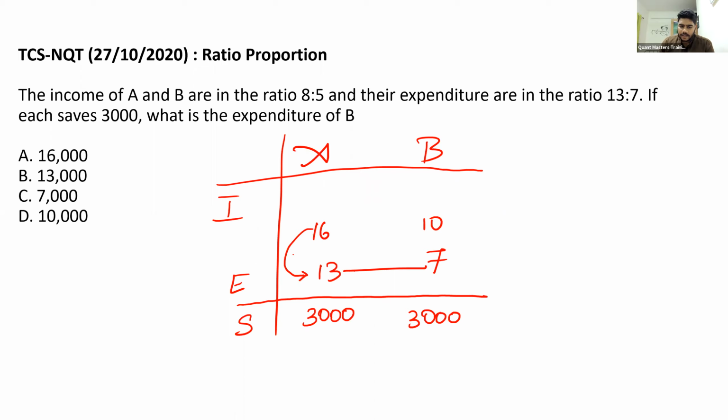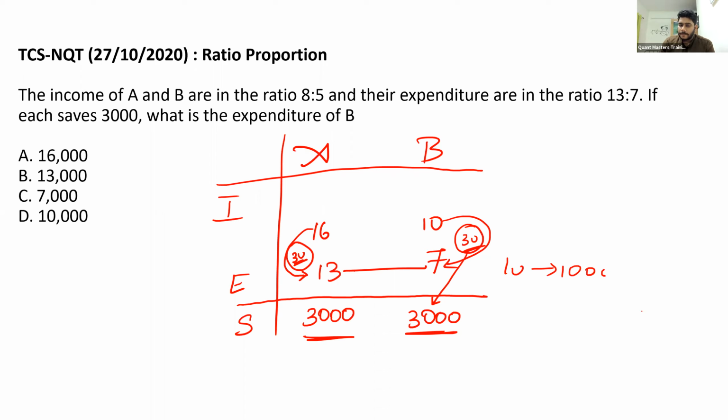So can I say he's saving 3 units here? Sir, he's earning 10 and spending 7, which means saving is 3 units. He's saving 3000, which means this 3 units is 3000. Sir, if 3 units is 3000, 1 unit will be 1000.